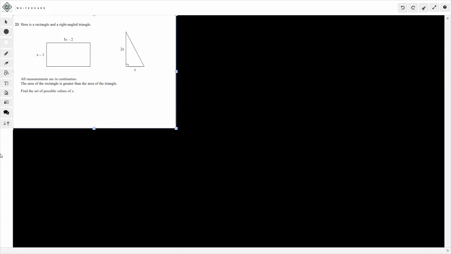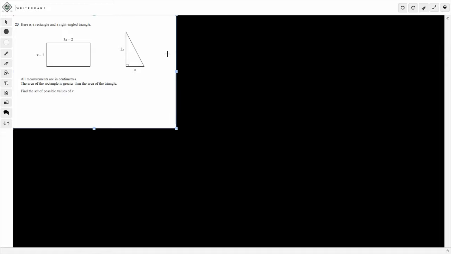And today we have this question where we're given a rectangle and a right angled triangle, and we're told that all the measurements are in centimetres and that the area of the rectangle is greater than the area of the triangle, and we have to find the set of possible values. This is important, this bit where it says the set of possible values, and the part where it tells us that it's greater. This tells you that you're dealing with quadratic inequalities here. So this is a good start if you can spot what we're working with.